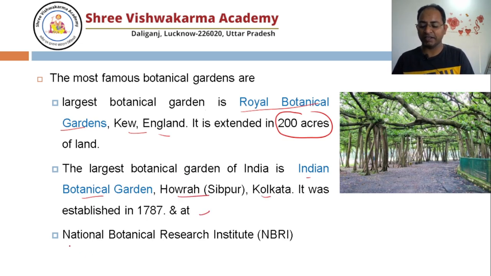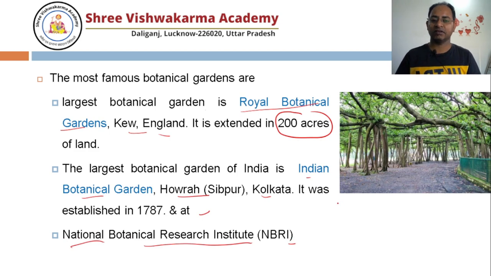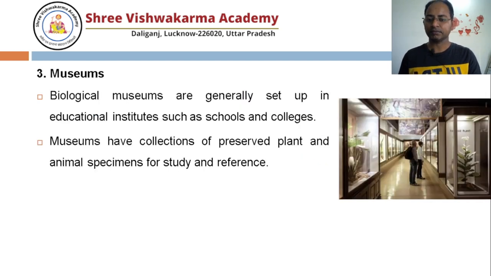And if you are residing in Lucknow, Uttar Pradesh, there is the National Botanical Research Institute. There is a big botanical garden. Alright, so these are some examples you can keep in mind. Next is the museum. In a museum, what do we do?